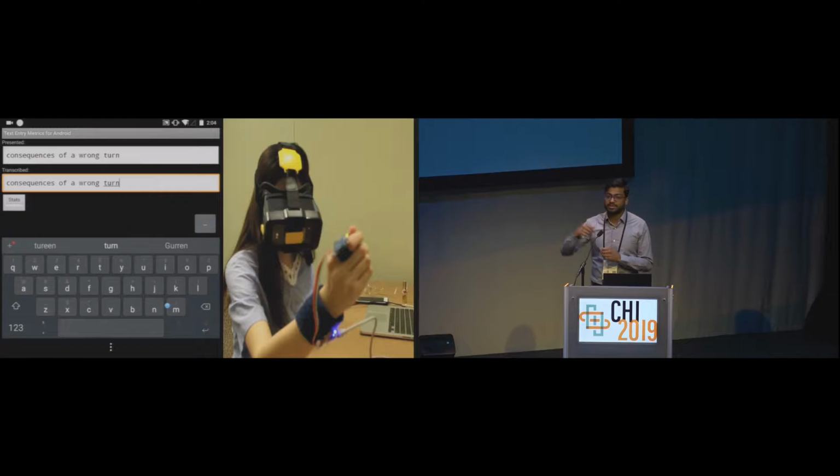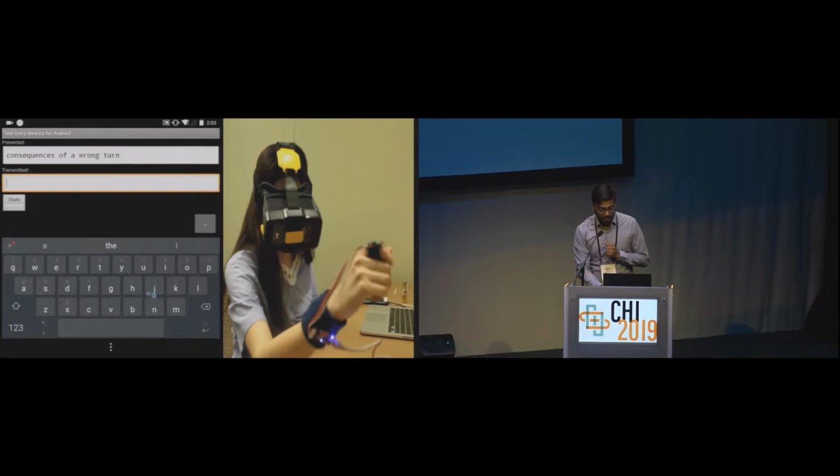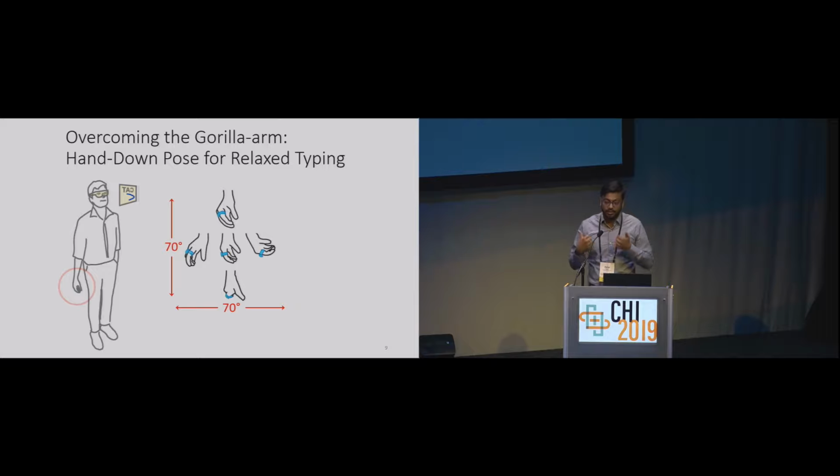But if the user is doing this motion in air without any support, then the arm will get fatigued pretty quickly, something that's called the gorilla arm effect. And this problem is, of course, present in other techniques as well, like typing on glasses or using a controller, because your hands are always in air. And therefore, we designed a version of RotoSwype that overcomes this gorilla arm issue by supporting a relaxed hand down pose.